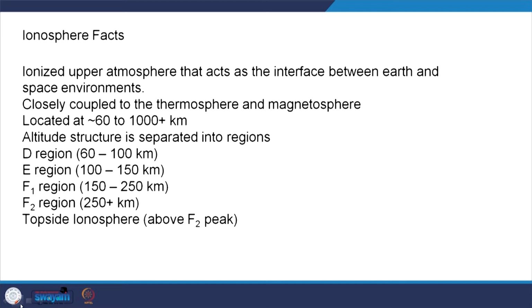So the interactions that happen in the ionosphere are very much coupled with both sides: with the lower atmosphere, the thermosphere, on the bottom side, and on the top side it is coupled very closely with the magnetosphere. The ionosphere is typically located between 60 to 100 kilometers. Below 60 kilometers is generally the neutral atmosphere, and above 60 kilometers it is the ionosphere.